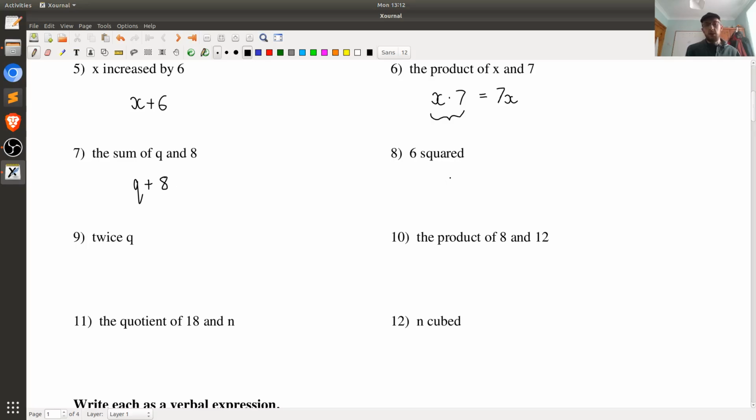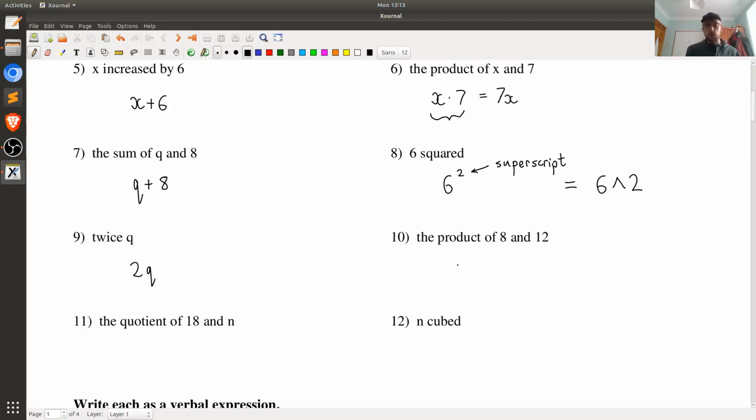6 squared we write as 6 to the power of 2. This, placing the 2 up here, is called a superscript. You won't have access to that on your keyboard, so what you can do instead is write 6, hold down shift and then press the button 6 to create this little wedge symbol here, and then write 2. Okay, twice q is written as 2q.